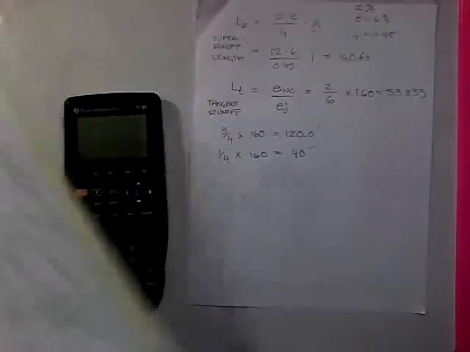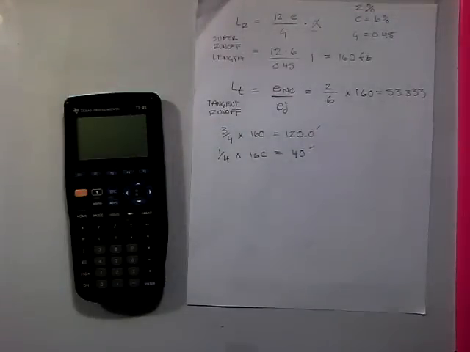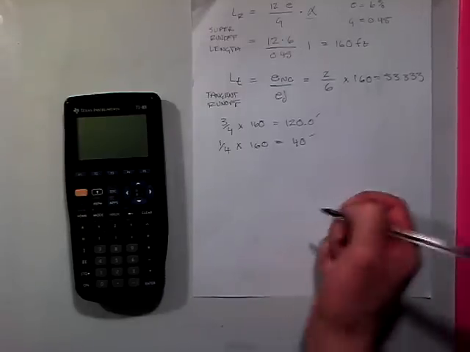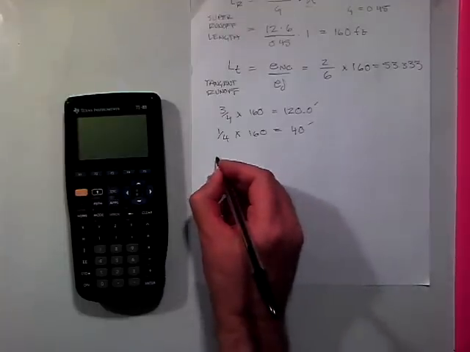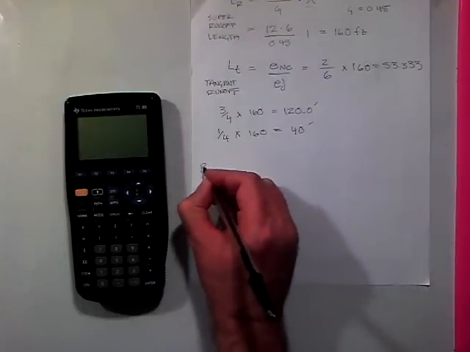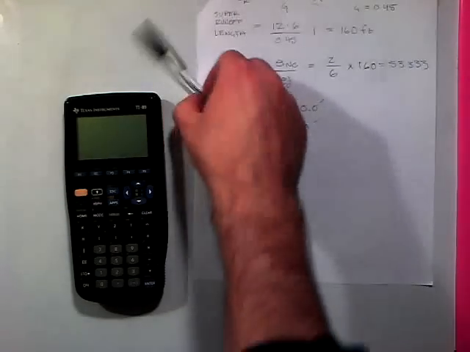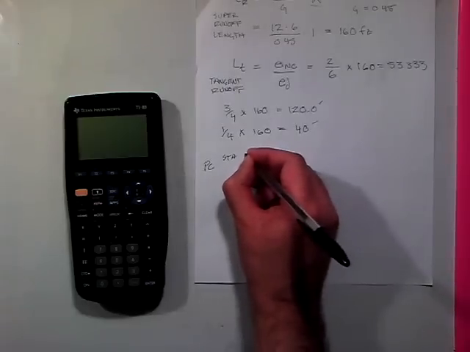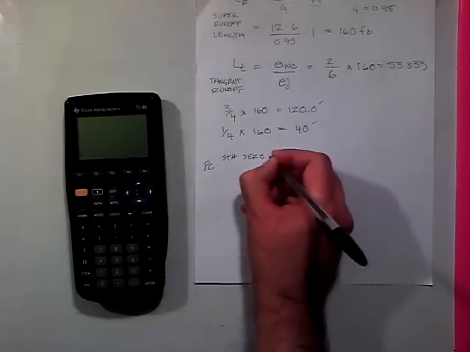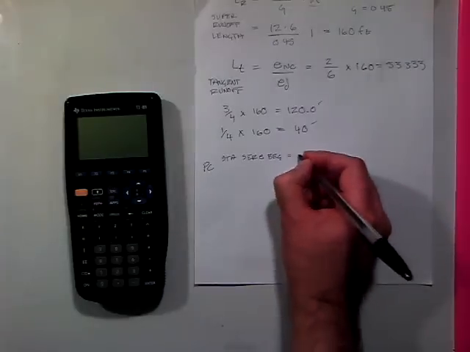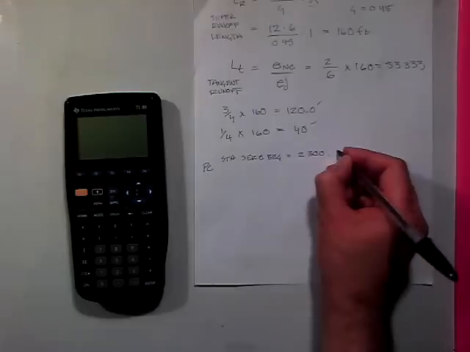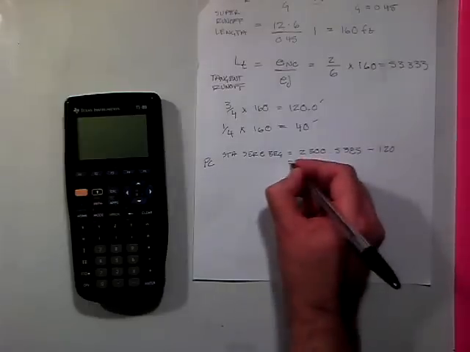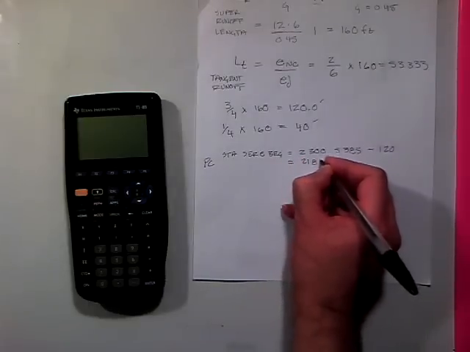So how do we use those? To find the station at the beginning of our superelevation runoff, which is, we're at PC here, so this will all be at the beginning of the curve. And this is station SER at beginning equals 2300.5385 minus 120. That equals 2180.54.